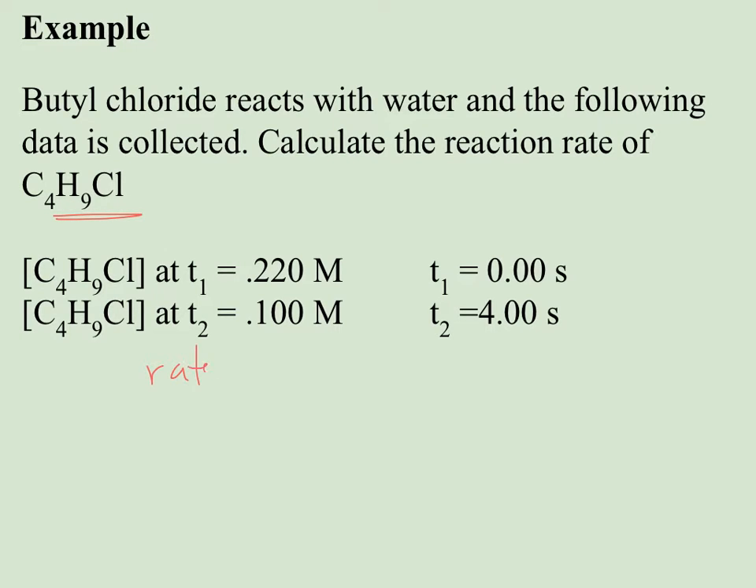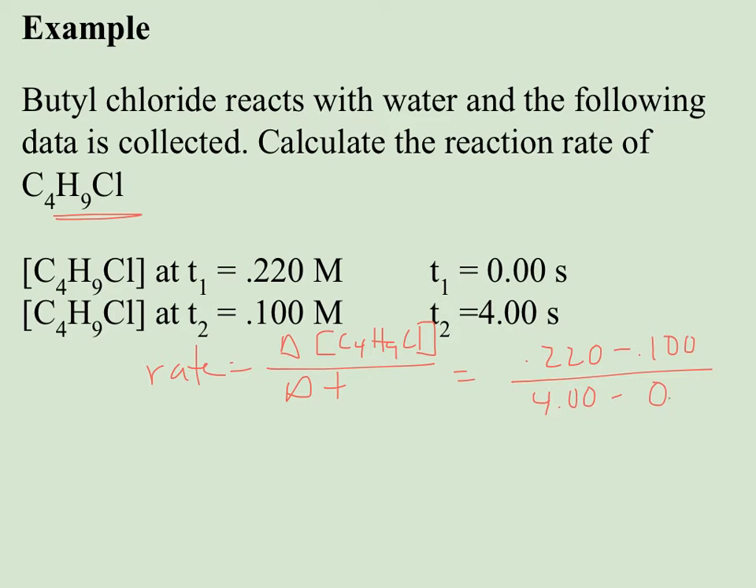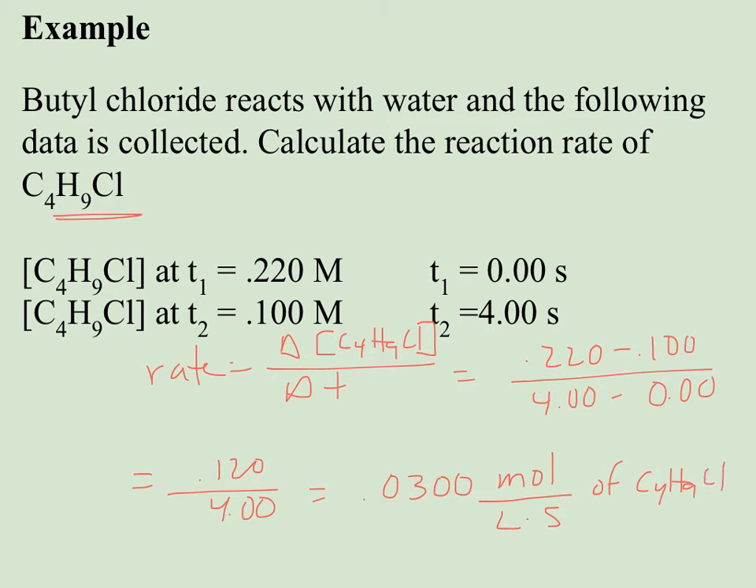So remembering that rate is equal to my change in concentration, in this case C4H9Cl, over my change in time. I can take 0.220 minus 0.100. I'm just going to take big minus little, since I know my answer has to be expressed as a positive value. So it's going to be 0.120 divided by the 4 seconds. And so I come up with an answer of 0.0300. And then this is expressed as moles per liter second, of C4H9Cl being consumed.